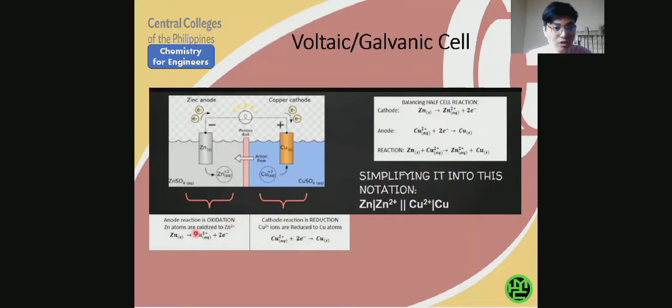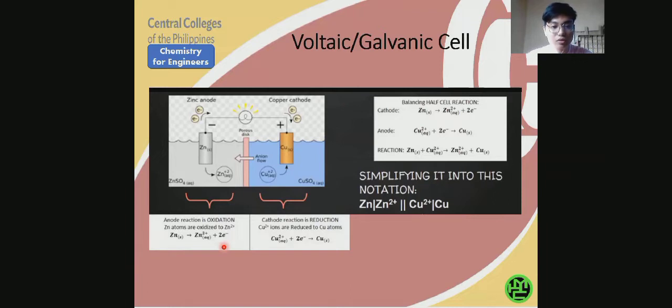The anode reaction is oxidation. Zinc atoms are oxidized to zinc with a 2+ charge. As you can see here, from solid zinc, it became a zinc 2+ ion, and there are two electrons in the last part of the equation. So it's an oxidation process. If you recall, an oxidation process occurs when a species loses electrons and its oxidation number increases. Here, from an oxidation number of 0, it became positive 2, so our oxidation number increased. That is why it underwent the oxidation process.